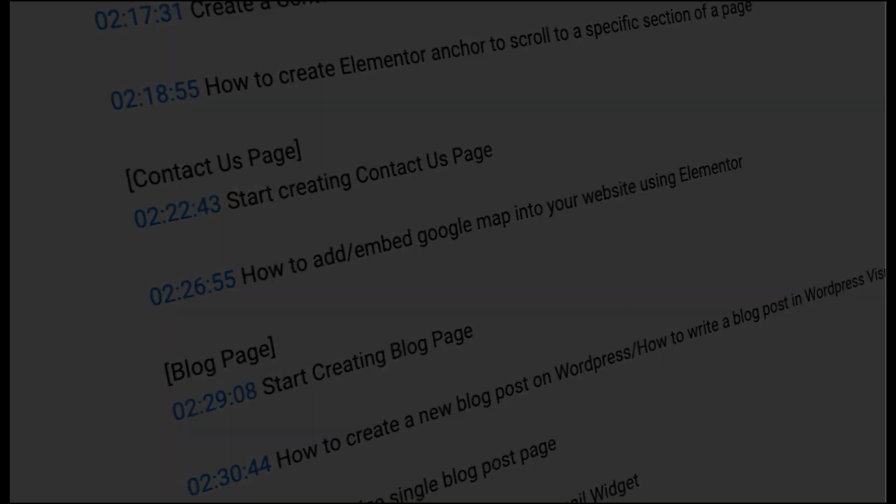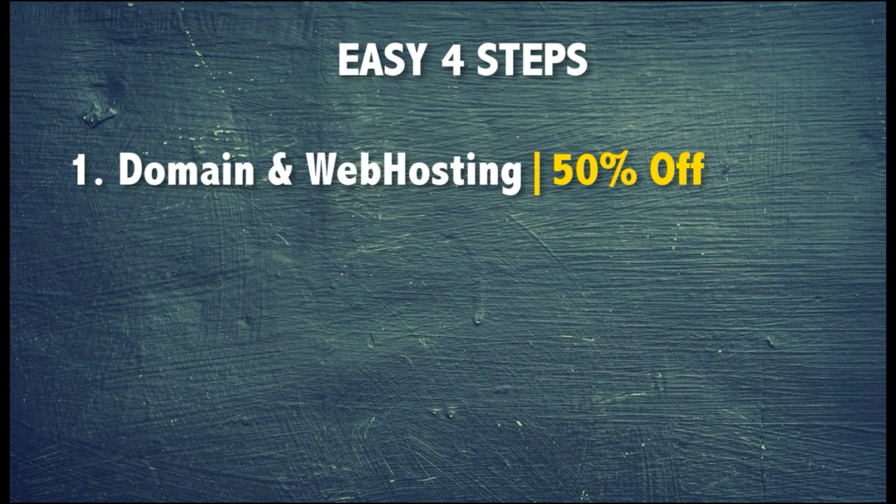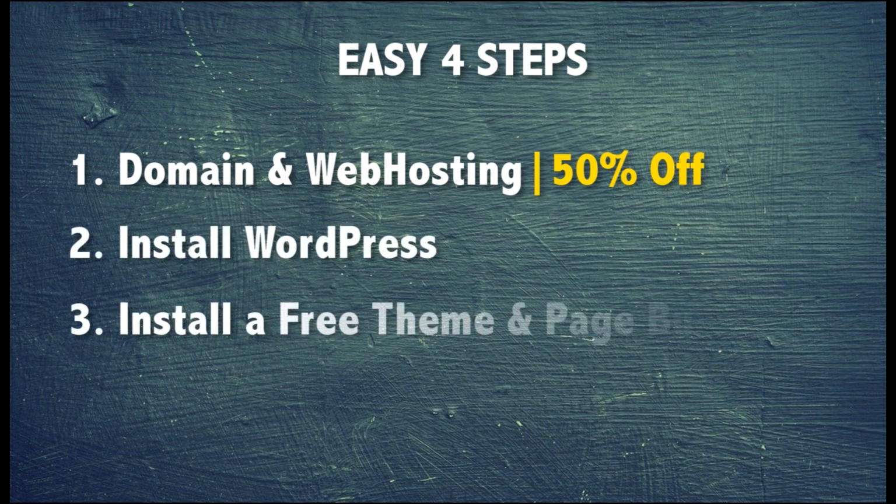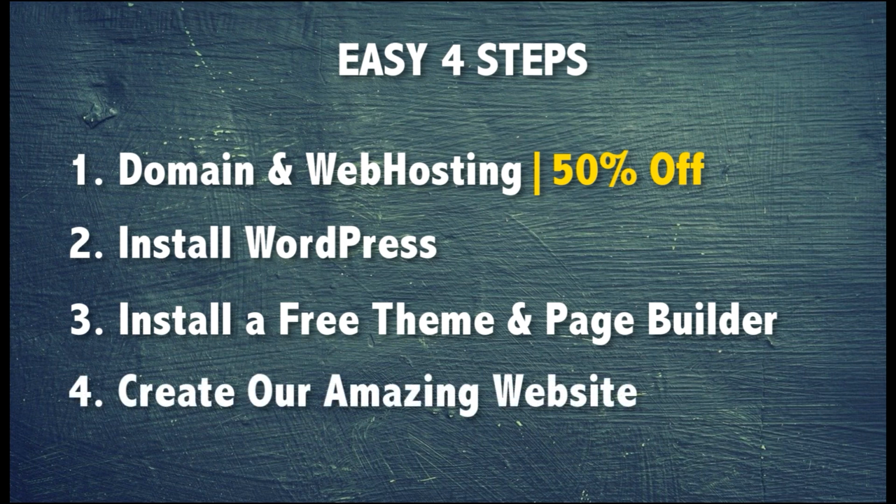Alright, so without further ado, let's get started. The first thing we're gonna do is to get a domain name and web hosting, and I will provide you my special link so you will get a discount around 50%. Then we will install WordPress. Then we will install a free theme called Phlox and a free page builder called Elementor. Then we will start creating our amazing website. So let's now first get our domain name and web hosting.